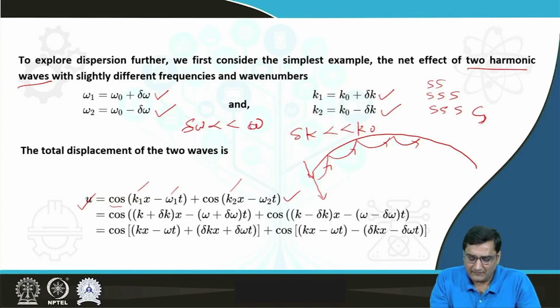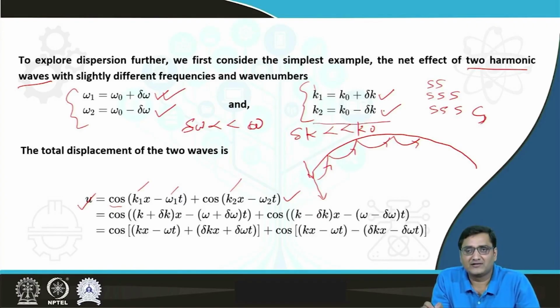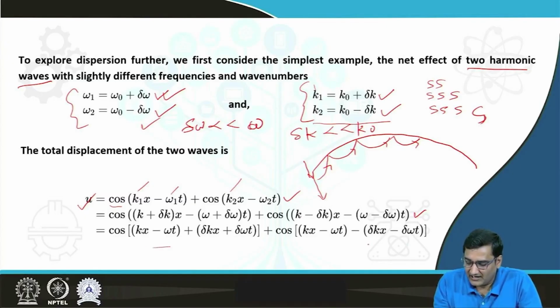When we put in the values that we saw earlier, k1 can be replaced by k naught plus delta k, and omega 1 can be replaced with omega naught plus delta omega. Likewise, k2 can be replaced with k naught minus delta k, and similarly omega 2 can be replaced with omega naught minus delta omega. When we do so and do some rearrangement, you get two terms: kx minus omega t, and another term delta k x minus delta omega t.